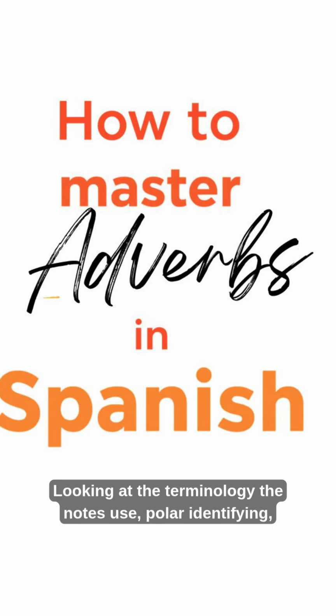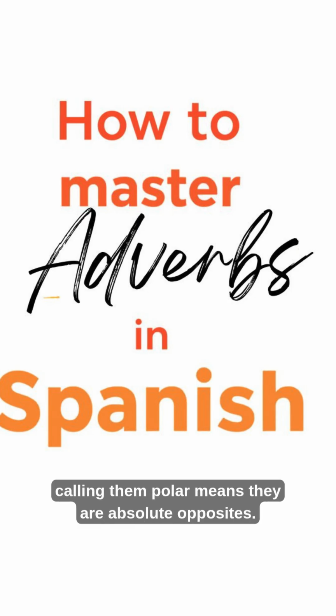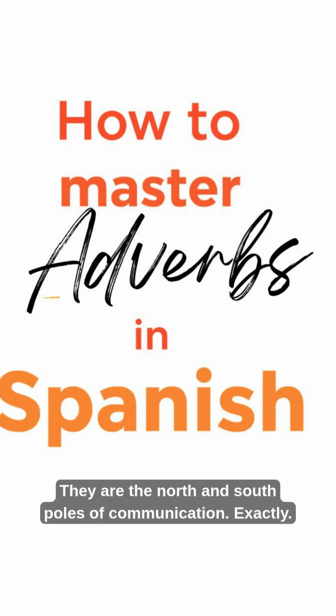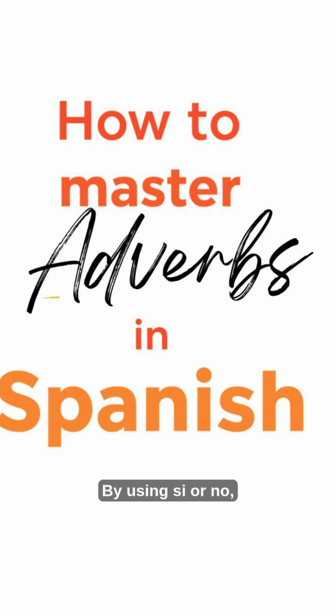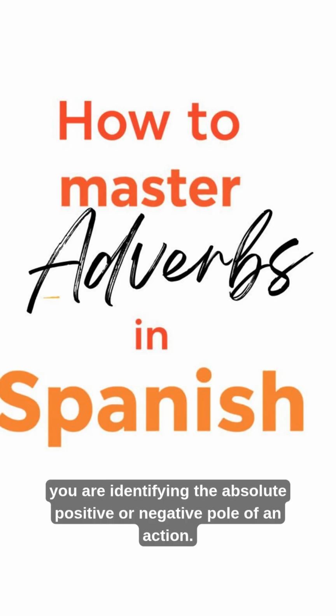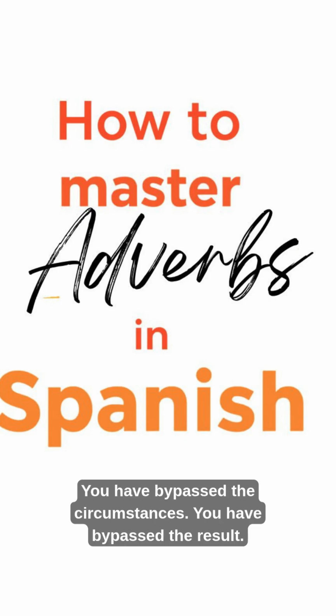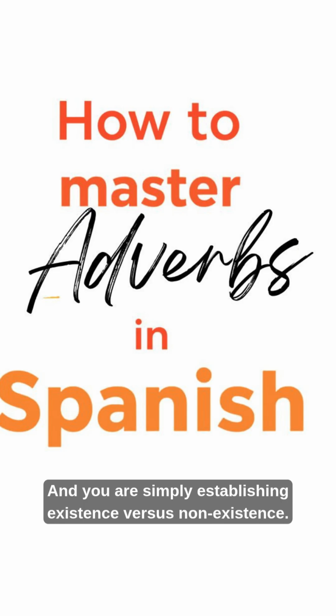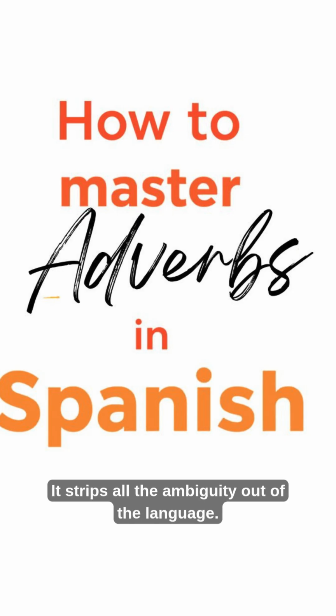Looking at the terminology the notes use, polar identifying, calling them polar means they are absolute opposites. They are the north and south poles of communication. Exactly. By using sí or no, you are identifying the absolute positive or negative pole of an action. You have bypassed the circumstances, you have bypassed the result, and you are simply establishing existence versus non-existence. It strips all the ambiguity out of the language.